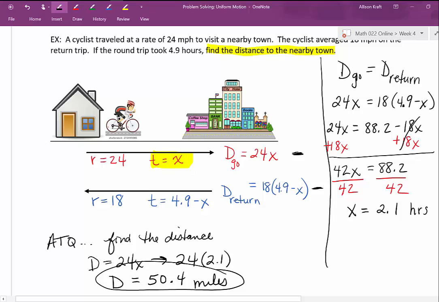Again, anytime you have one traveler making a round trip, the distance going is equal to the distance returning. You want to write a distance expression for each direction and set them equal to each other.